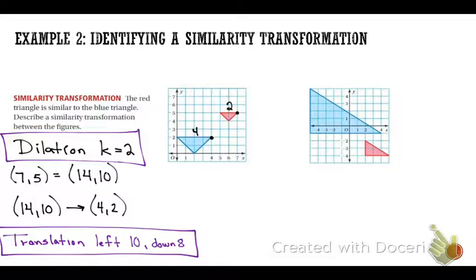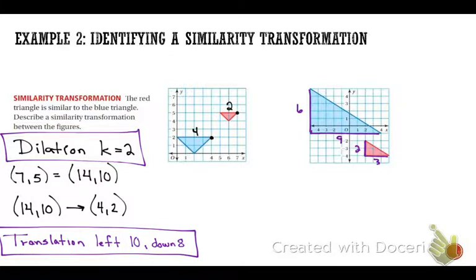Okay, so how tall is the red triangle? 2. And how tall is the blue triangle? 6. Now, if you compare the lengths, did anybody compare the lengths? How long is the blue triangle? It's 9. And how long is the red triangle? 3. So it doesn't matter. From 2 to 6, what has to be my scale factor? 3. And from 3 to 9, what's my scale factor? 3. So I did both just to prove to you it doesn't matter which pair you compare.